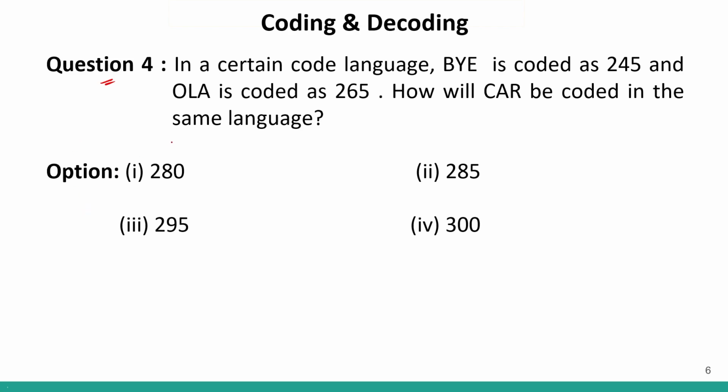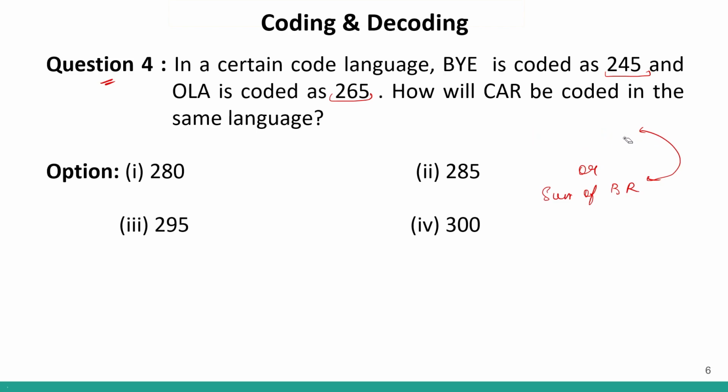Question number 4: in a certain code language, BYE is coded as 245, OLA is coded as this. We have to find the code for CAR. Now I've told you, whenever you see a number, we have to assume that it could be in relation to the sum of forward ranks, or the sum of backward ranks, or it could also be a combination of both.